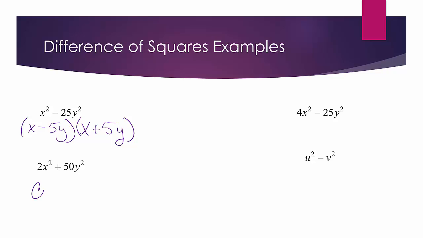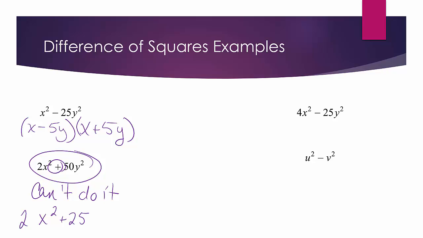Can't do this one. Why can't I do it? Think about it. It's got a plus sign. Doesn't fit the pattern. Can't do it. I can pull out a GCF, 2 times x squared plus 25y squared, but that's as far as we can go.